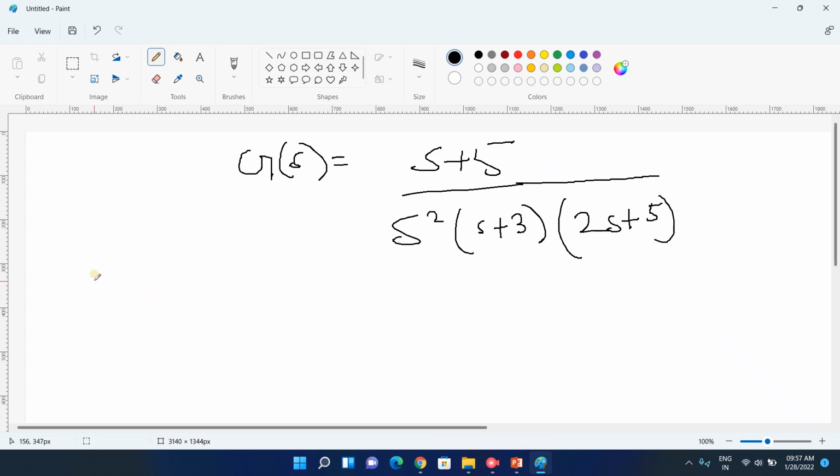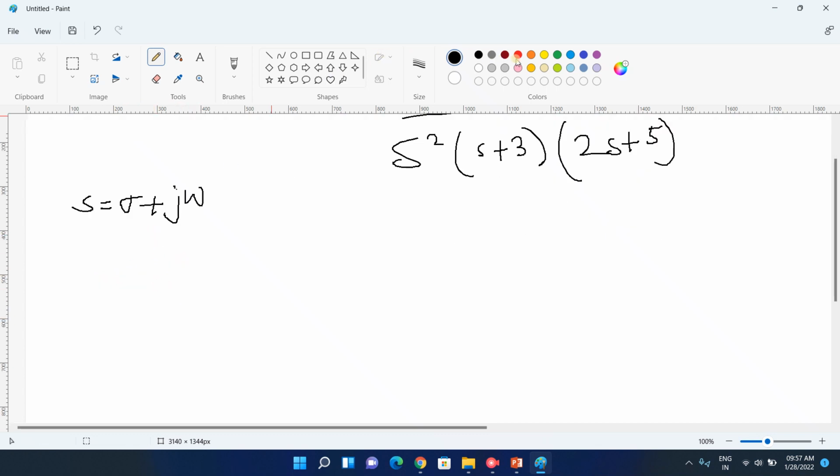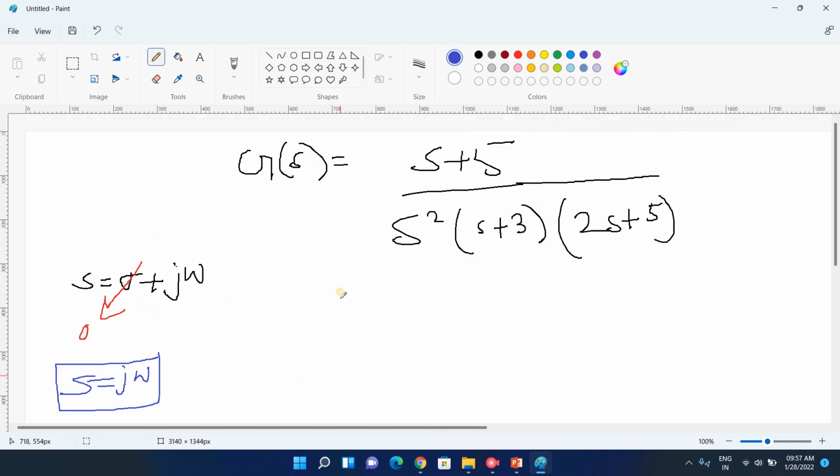Now, for frequency domain, what we do is we represent this s. s is a complex number, s equals sigma plus j omega. But in frequency domain, we generally ignore the sigma part. We consider it to be 0. That is why we write s equals j omega. This is the frequency domain analysis.